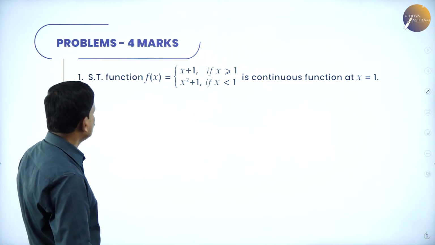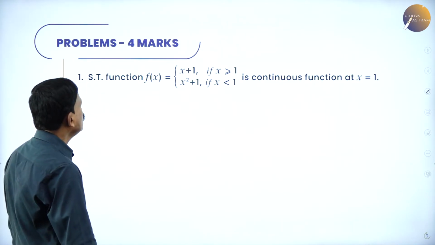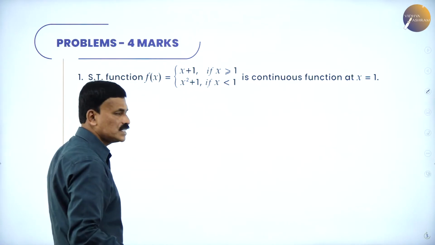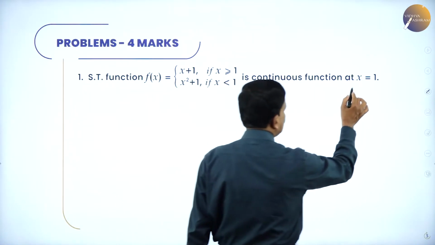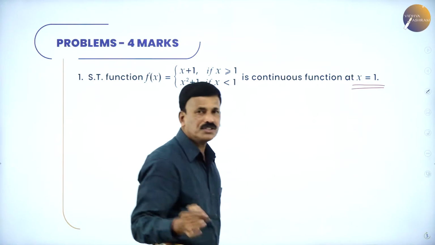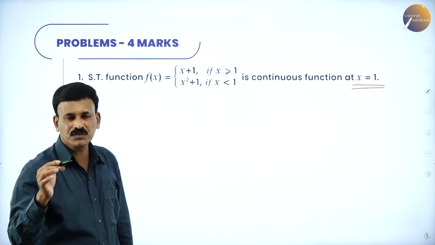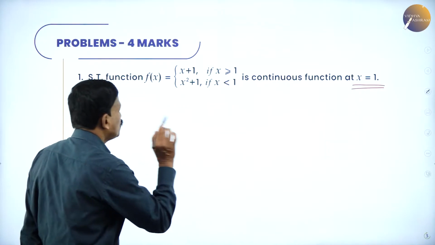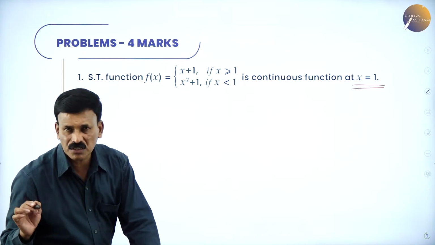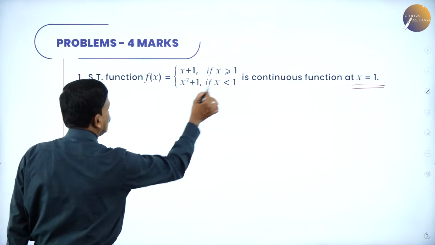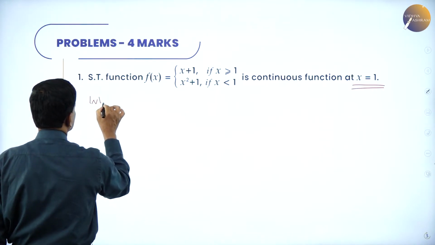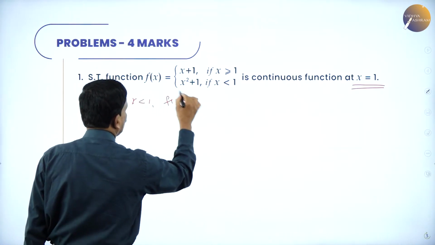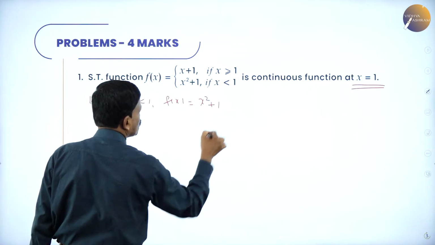Show that the function f of x is equal to x plus 1 if x is greater than or equal to 1, x square plus 1 if x is less than 1, is continuous at x is equal to 1. What is to verify? To prove that this function is continuous at x is equal to 1, find out the left hand limit, right hand limit and functional value. Let me see first. When x is less than 1, f of x is given by x square plus 1.